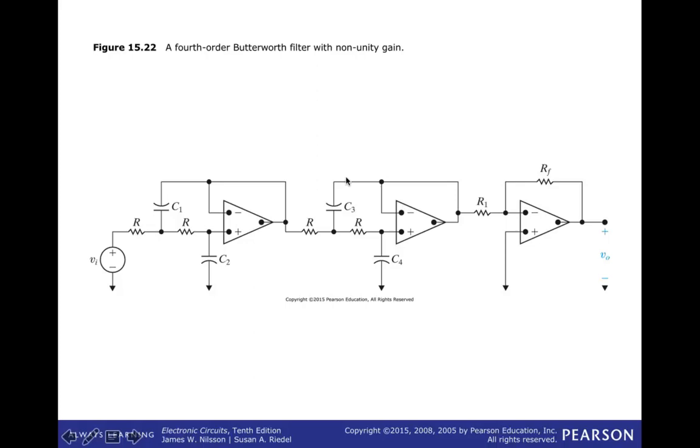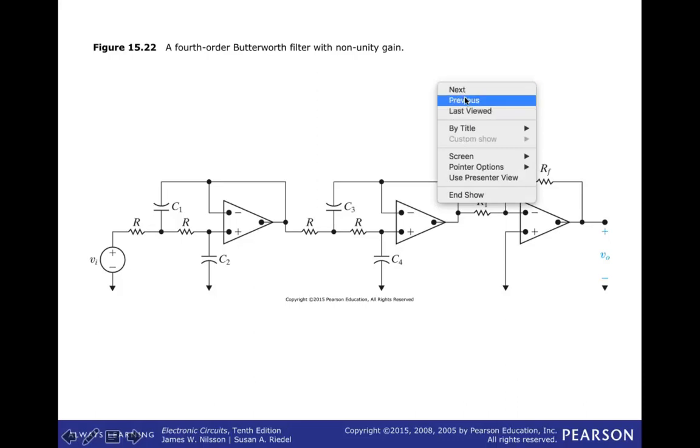Here's another example. This would be a fourth order Butterworth filter. In this case, you see we have two stages of Butterworth filters, and then we have a stage that's setting a gain. So this is just our simple inverting amplifier that's being used to determine a non-unity gain. We would have 4 resistors, preferably all with the same value. Then C1 and C2 and C3 and C4 are designed.